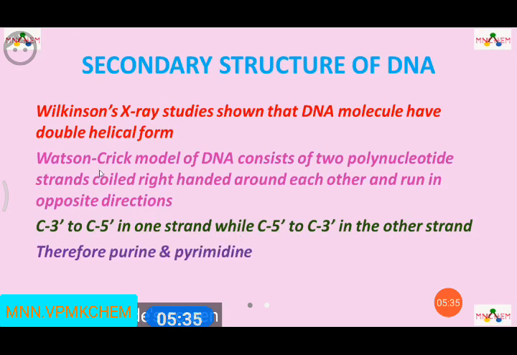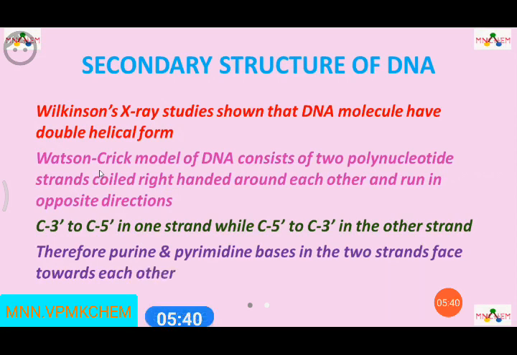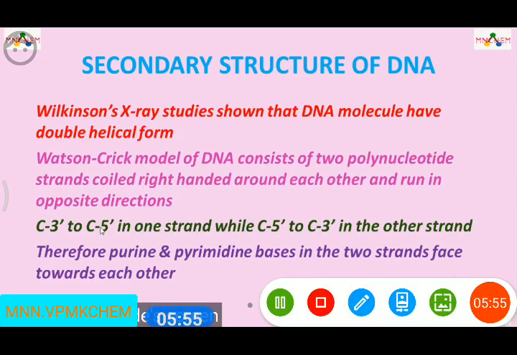It affects the proximity of purines and pyrimidines. Because of these opposite directions of the two strands, purine and pyrimidine bases in these two strands face towards each other for effective hydrogen bonding.